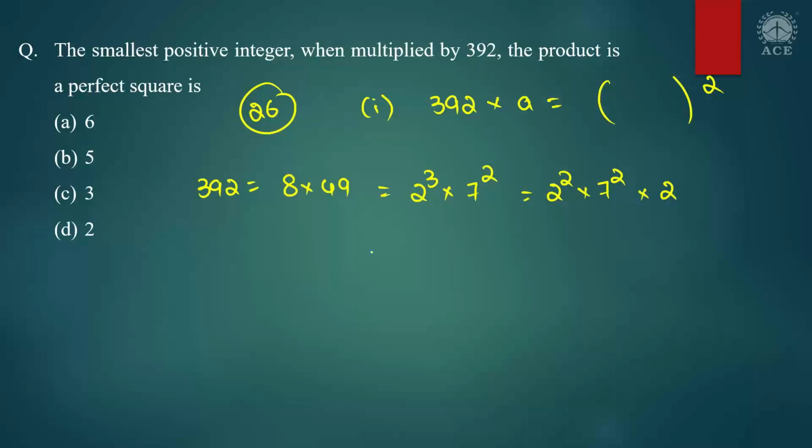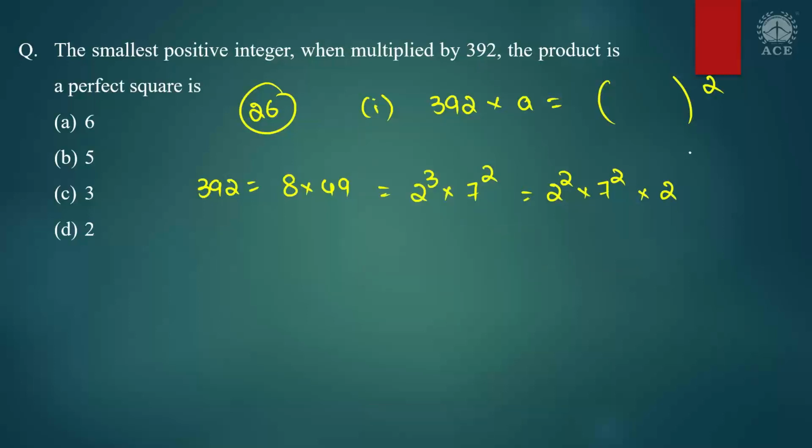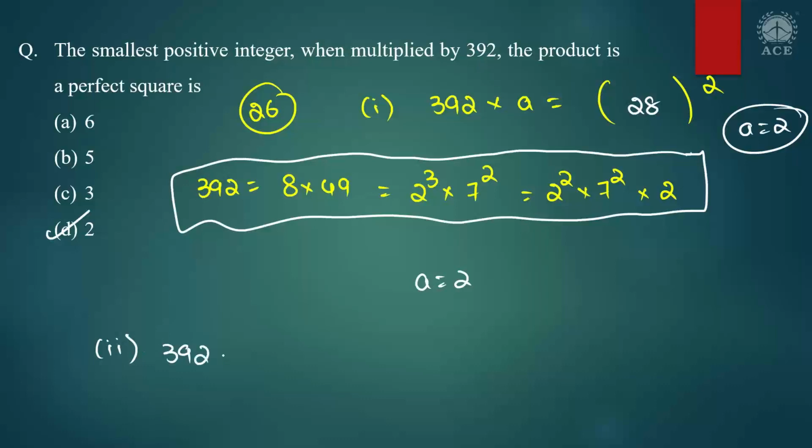If one more 2 is there, it is a perfect square. The first one is a perfect square because the power is 2. The second one, 7 square, is a perfect square. Now here we have 2. We need one more 2 here so that it becomes a perfect square. A must be equal to 2. Then only it becomes a perfect square, 28 square. If A is 2, the least number to be multiplied is 2. Now, the same question: what number is to be added so that it becomes a perfect square? What should be your answer? They ask divided by also.